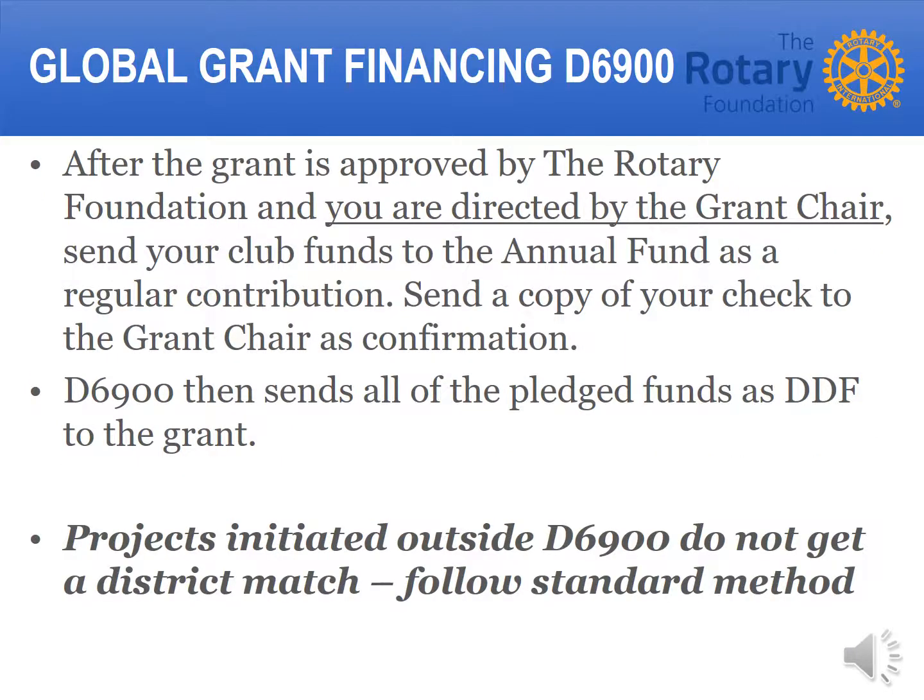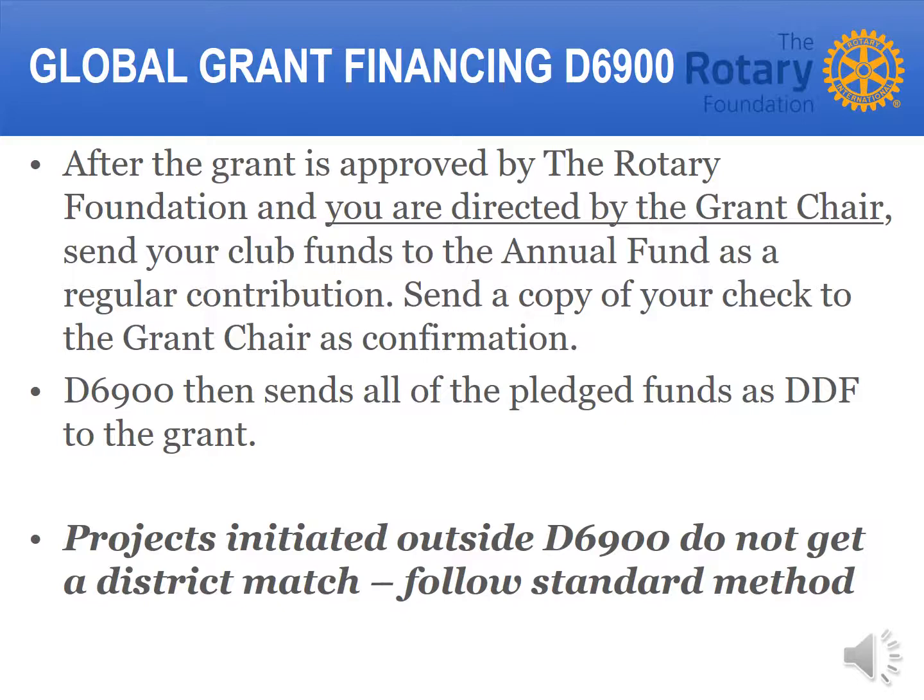Of course, we don't send the money up when you fill out the application. We wait, because some applications, not many if you're working with a coach, but some applications are not approved by the Rotary Foundation. So after the application is complete and has been approved by the Rotary Foundation, then the Global Grants Chair, Ann Glenn, will contact your club, and at that point you will be asked to send your club contribution to the annual fund as a regular contribution, just like you send up all of your Paul Harris Fellow money. Make a copy of the check and send that to the grant chair, Ann Glenn, as confirmation that you've completed your part of the funding.